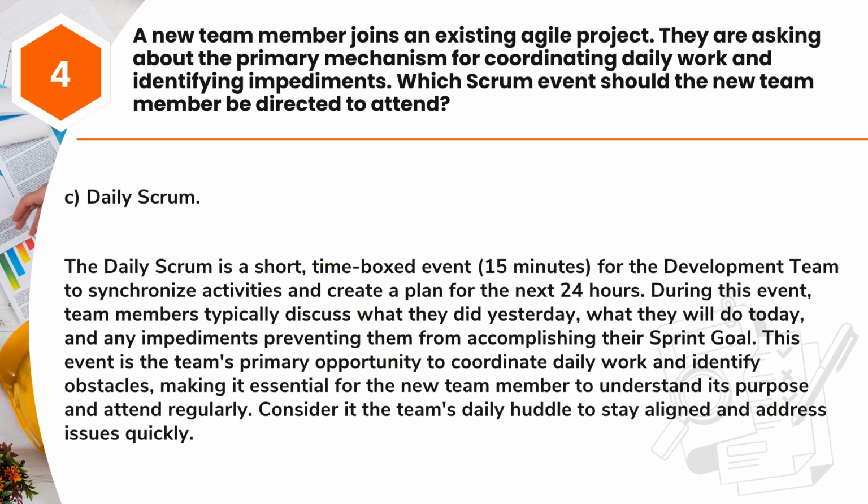Answer C. Daily Scrum. The Daily Scrum is a short, time-boxed event, 15 minutes, for the development team to synchronize activities and create a plan for the next 24 hours. During this event, team members typically discuss what they did yesterday, what they will do today, and any impediments preventing them from accomplishing their sprint goal. This event is the team's primary opportunity to coordinate daily work and identify obstacles, making it essential for the new team member to understand its purpose and attend regularly. Consider it the team's daily huddle to stay aligned and address issues quickly.